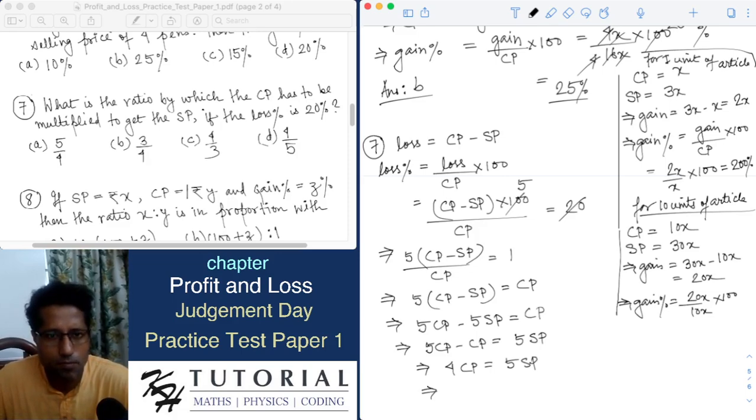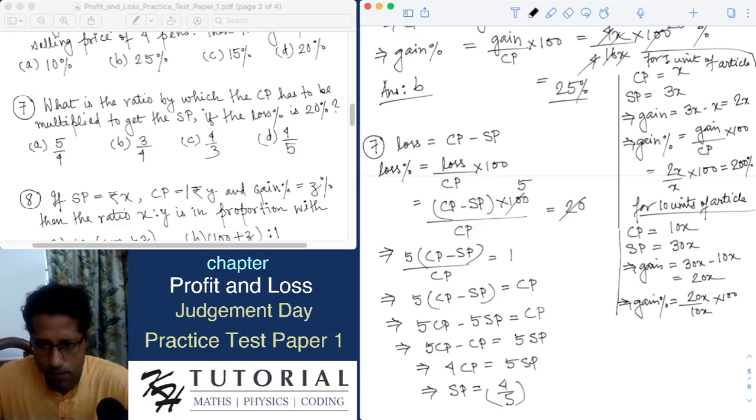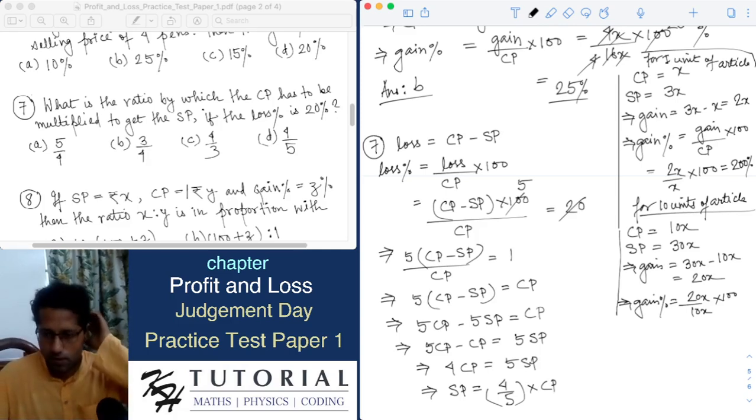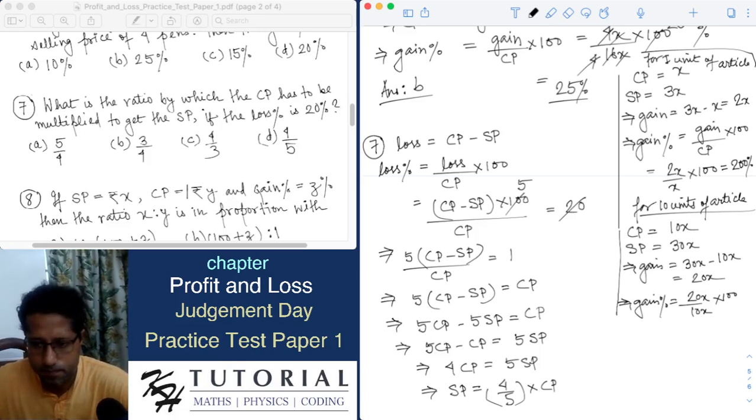What is the ratio by which Cp has to be multiplied to get Sp? So we get Sp equals 4 by 5 multiplied by Cp. So we have to multiply the ratio 4 by 5 with Cp to get Sp. So the answer is D. So the answer is choice D.